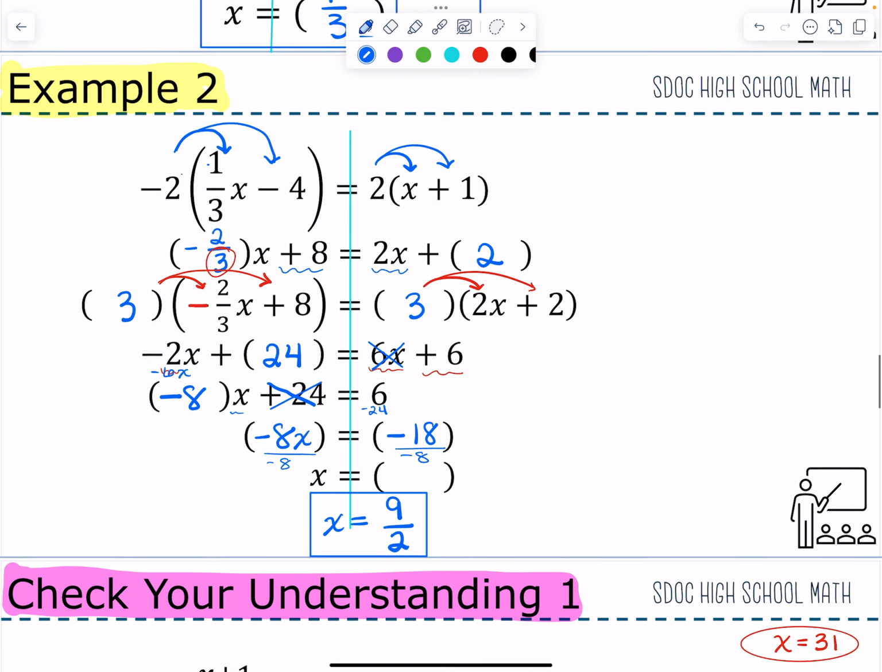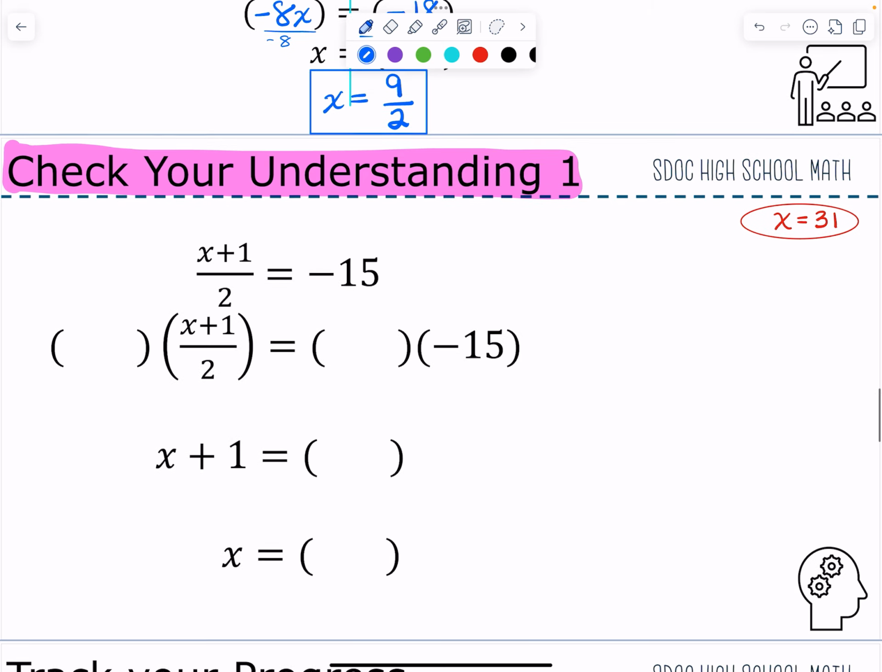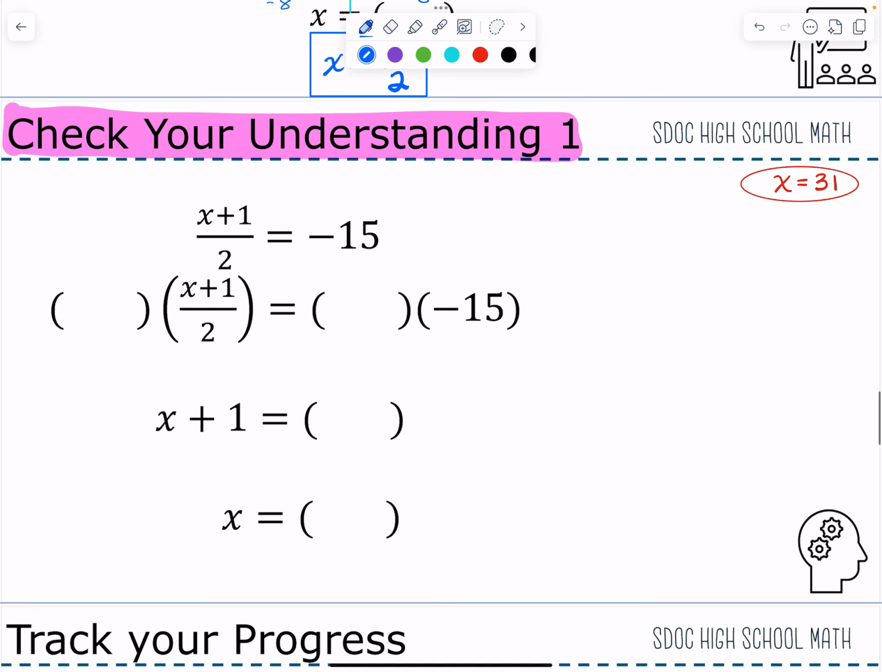I want you guys to go on to check your understanding 1. Try this one. Challenge yourselves. The answer is x equals 31. See if you can get there. Otherwise, stop where you get, put a question mark, and write down what stopped you. Okay? All right. See you in class.